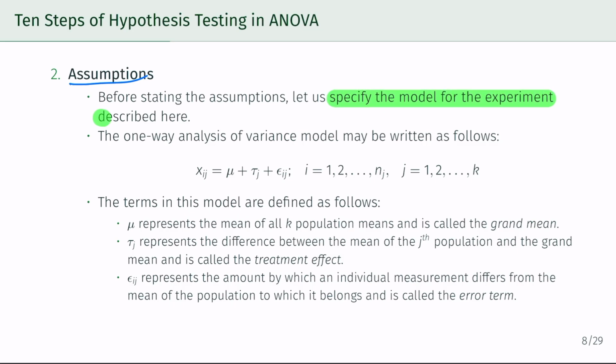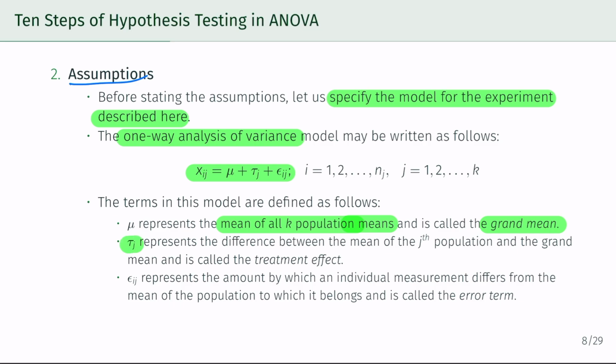The one-way analysis of variance model, we can write as Xij equal to mu plus tau j plus epsilon ij. So mu here represents the mean of all K population means, and is also called the grand mean, which is represented by X double dot or X double bar. Tau j represents the difference between the mean of the jth population and the grand mean. This is also called the treatment effect, and epsilon ij represents the amount by which an individual measurement differs from the mean of the population. It's called the error term.